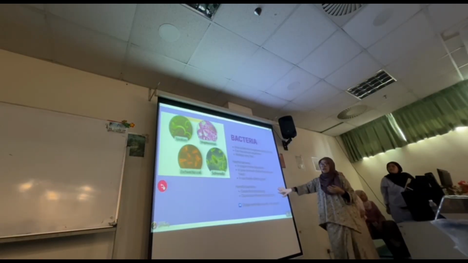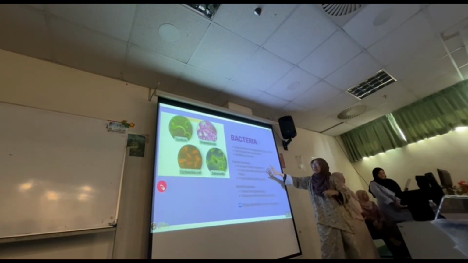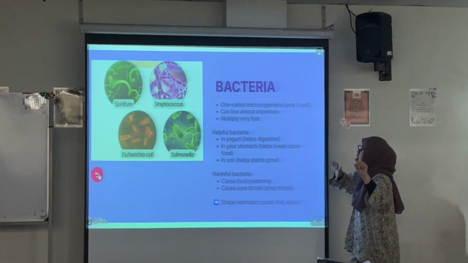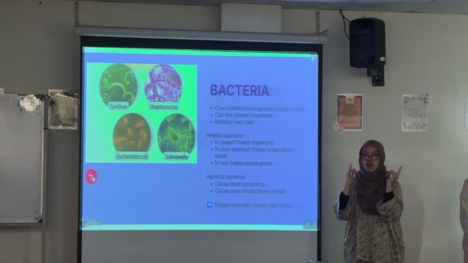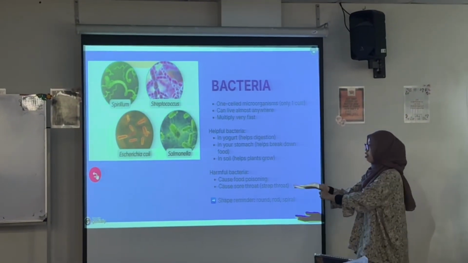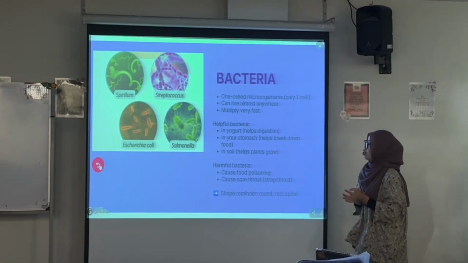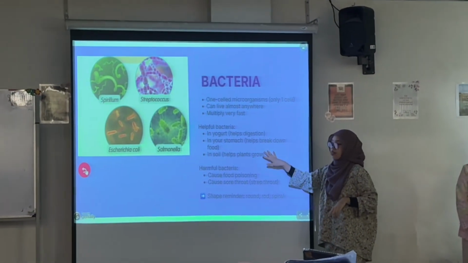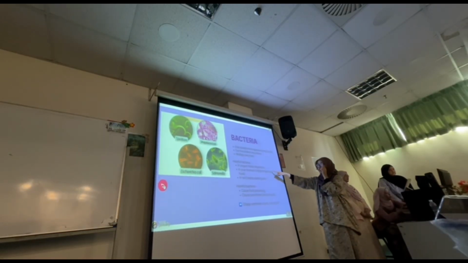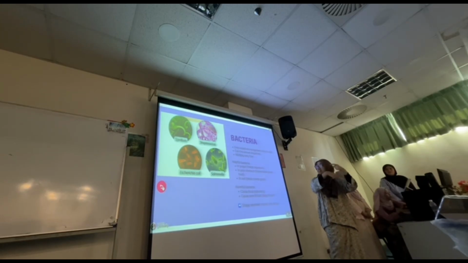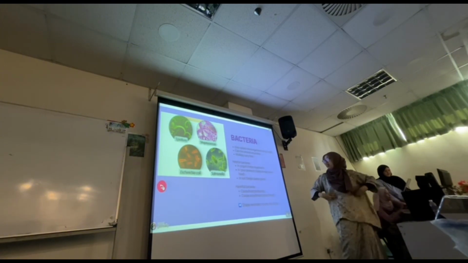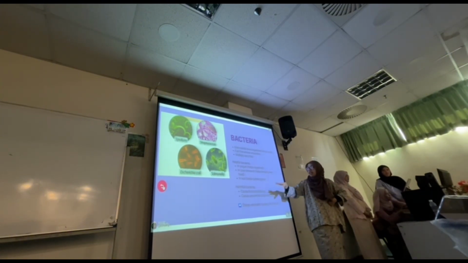Okay. So the first type is bacteria. Bacteria is a one-cell microorganism. Only one cell. It can live almost everywhere: in food, soil, water, in the air, in our skin also. Second, it multiplies very fast. Sometimes it can be good, sometimes it can be bad. Why is bacteria helpful? Because in yogurt it helps digestion. In your stomach, it helps break down your food, and in salt, it helps brains grow.